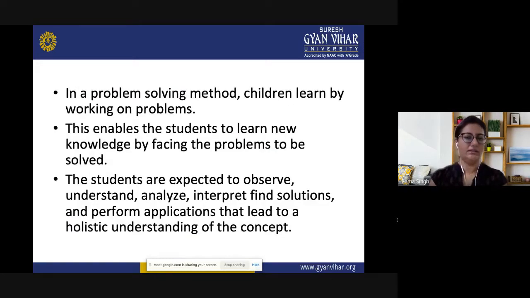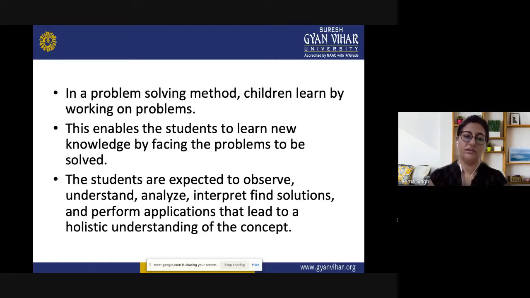So in this kind of method, the children learn by working on problems. So we can say that it is one of the learner-centered teaching pedagogies, because the children are learning by doing themselves. This enables them to learn new knowledge by facing the problems which can be solved. They should not see that if there is a problem, they will not be able to find a solution. They should be taught that there are solutions to every problem.